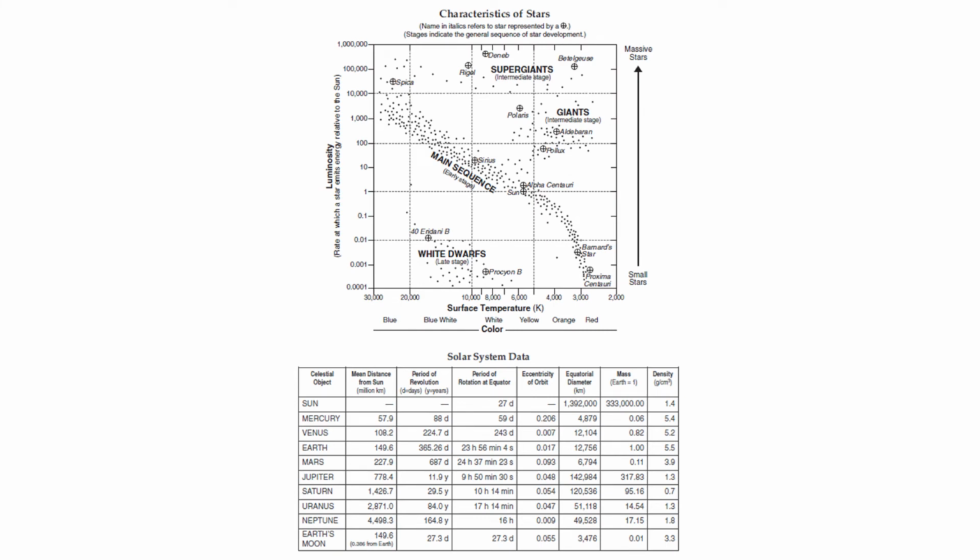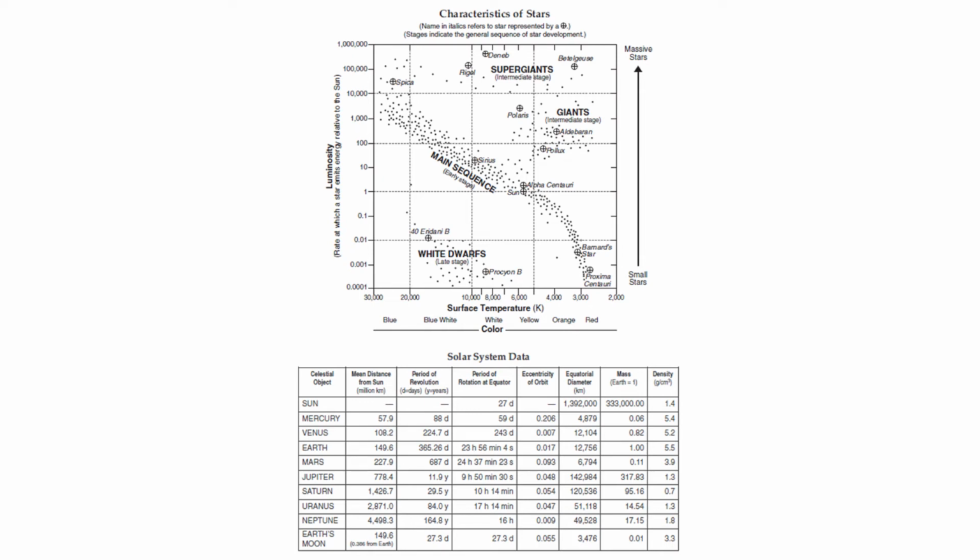The bottom table, the solar system data, gives you the information for each of the planets and the moon, our moon, mean distance from the sun. Remember, orbits are elliptical with the sun at one of the foci, so the distance changes from the sun. The mean is the average distance. And the period of revolution is how long it takes for it to circle or orbit the sun. That would be a year.